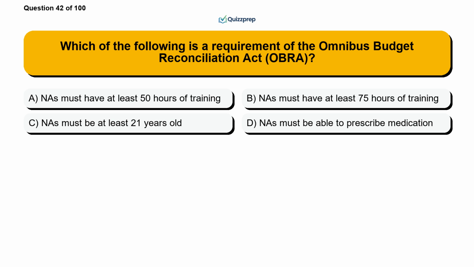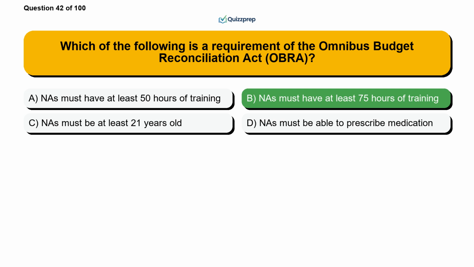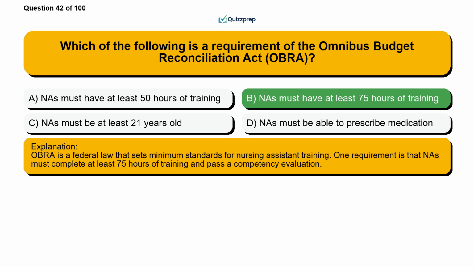Question 42. Which of the following is a requirement of the Omnibus Budget Reconciliation Act, OBRA? Option A, NAs must have at least 50 hours of training. Option B, NAs must have at least 75 hours of training. Option C, NAs must be at least 21 years old. Option D, NAs must be able to prescribe medication. The correct answer is option B, NAs must have at least 75 hours of training. OBRA is a federal law that sets minimum standards for nursing assistant training. One requirement is that NAs must complete at least 75 hours of training and pass a competency evaluation.